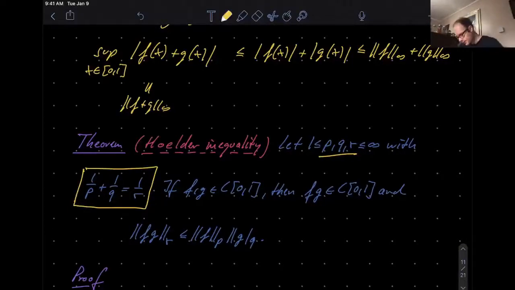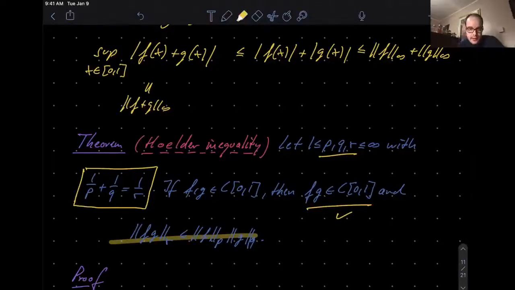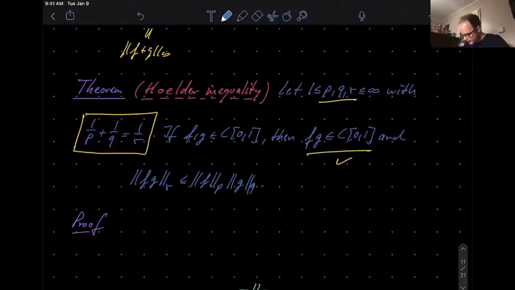Now what's the actual statement? Given two continuous functions, the product is continuous. That doesn't require any further explanation; this is a fact of real analysis. What needs explanation is the following inequality for the product: the product fg in the r norm cannot exceed the product of the individual norms, the first one in the p norm and the second one in the q norm. This is the famous Hölder inequality. Once we have it, we'll be able to prove the triangle inequality that we need. So let's get started.